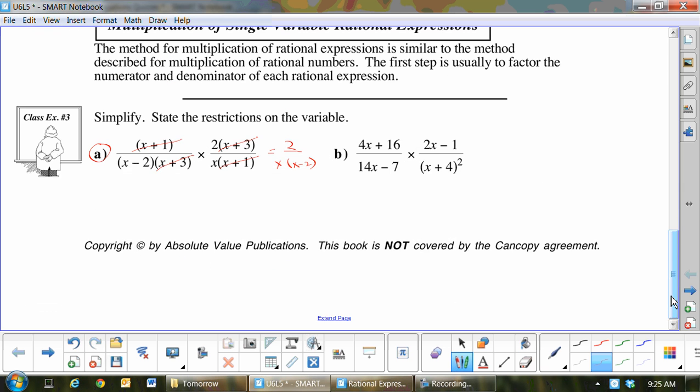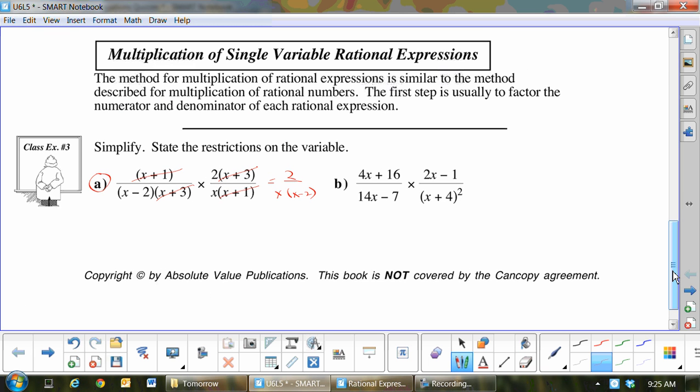Now, how about A here? What's bad in A? X cannot equal 0.